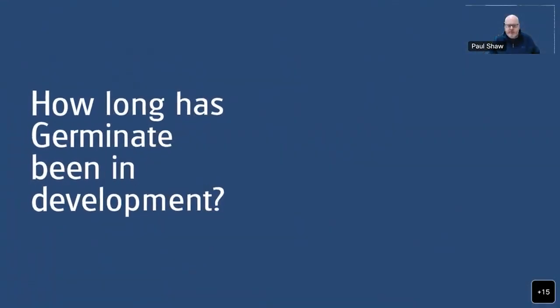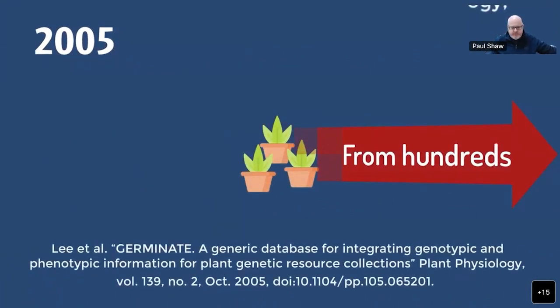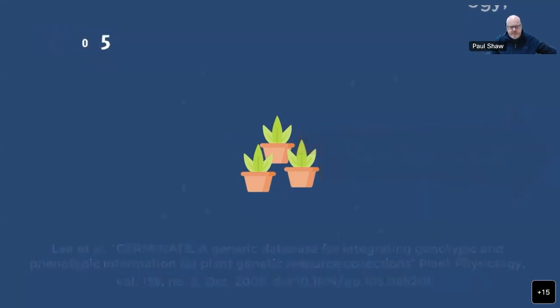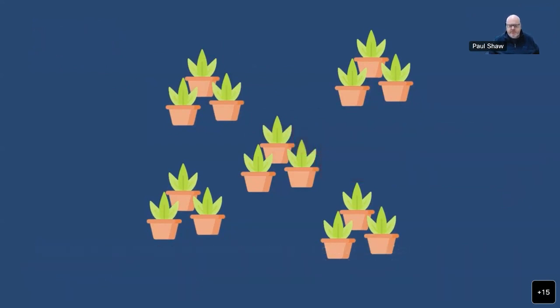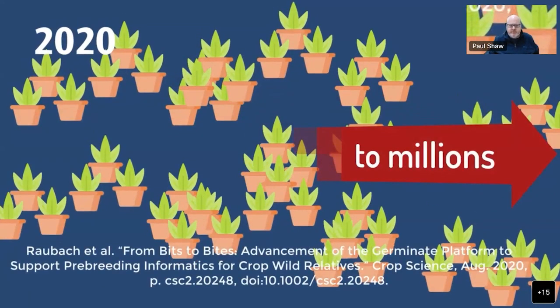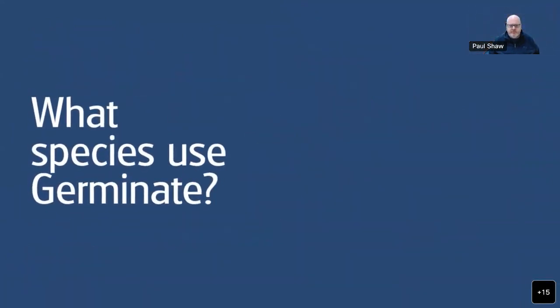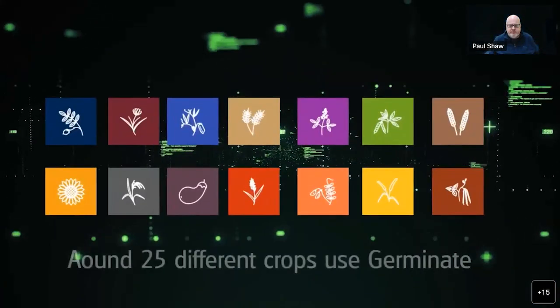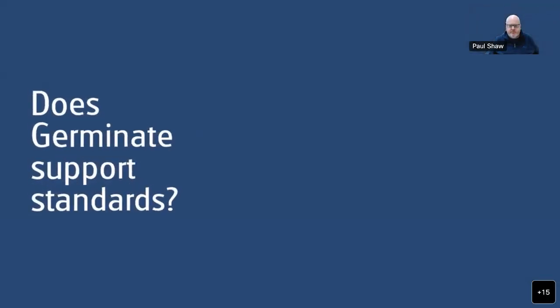How long has Germinate been in development? Germinate was originally the subject of a publication in 2005, but it has advanced considerably since then. From originally only storing a few markers and germplasm entries, we now have databases with hundreds of thousands of plant lines and millions of SNP markers and phenotype data points. What species use Germinate? We have a wide and varied list of crops that use Germinate, everything from barley to sweet cherry.